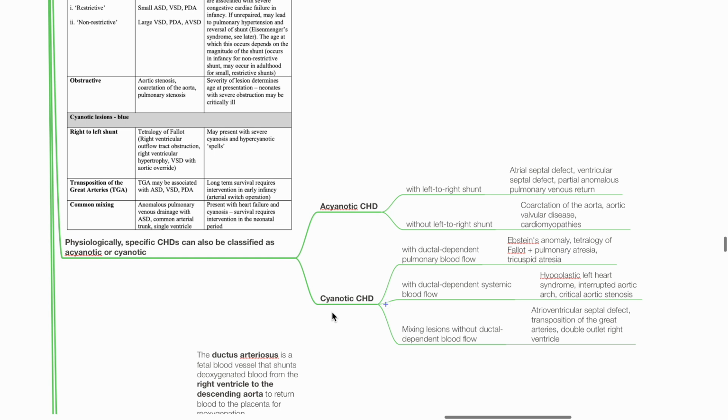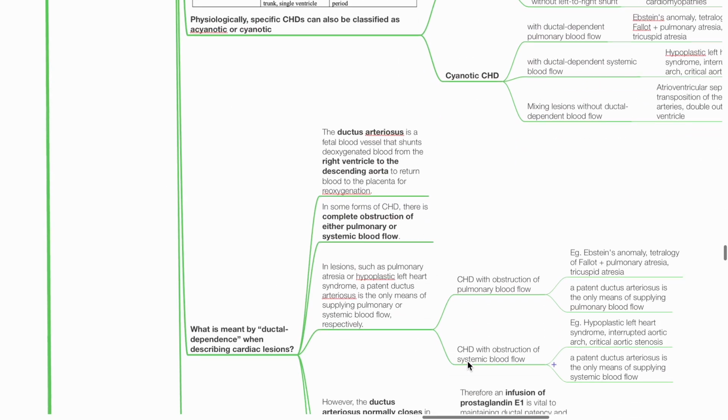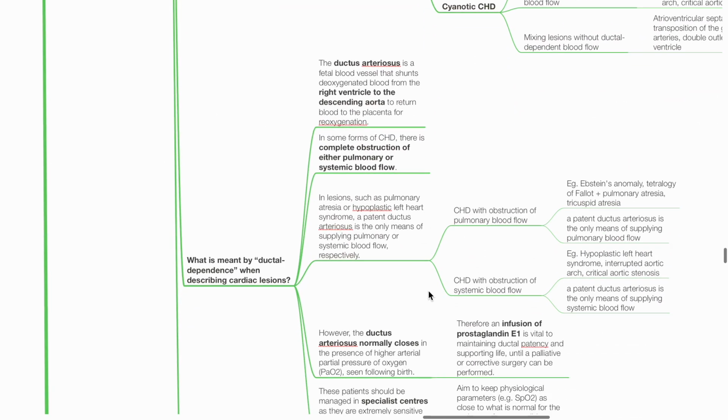Cyanotic congenital heart disease can be classified into 3 types: those with ductal-dependent pulmonary blood flow, such as Ebstein's anomaly, tetralogy of Fallot plus pulmonary atresia and tricuspid atresia; those with ductal-dependent systemic blood flow, such as hypoplastic left heart syndrome, interrupted aortic arch, and critical aortic stenosis; and mixing lesions without ductal-dependent blood flow, such as AVSD, TGA, and double outlet right ventricle.